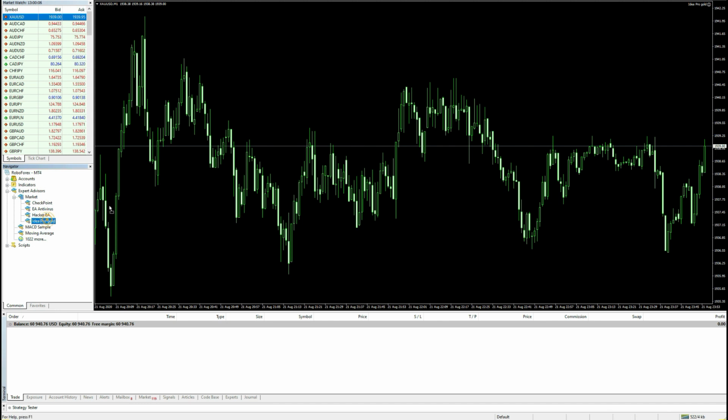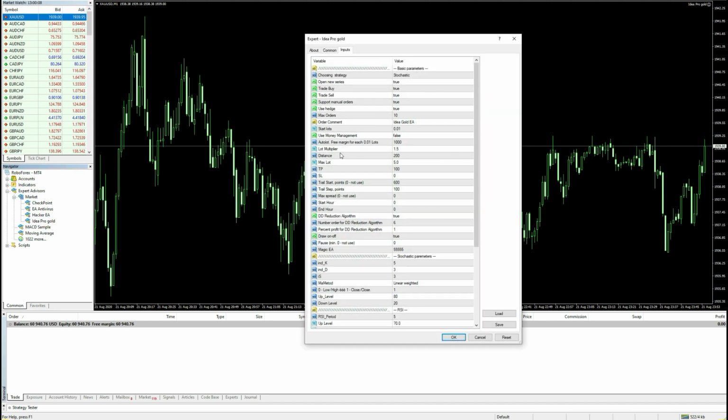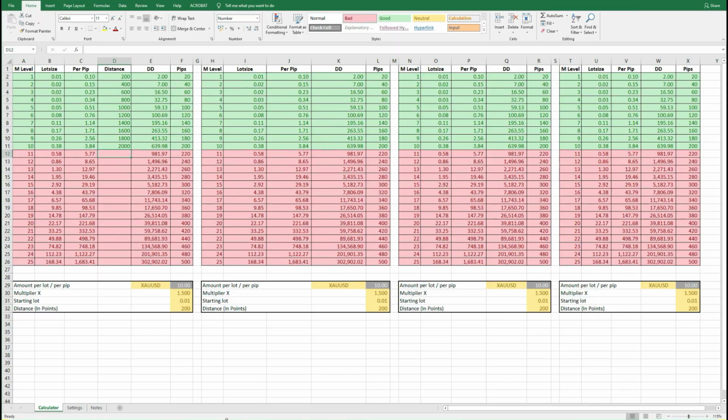Let's bring up the EA again. Distance: if you are running on 200, your multiplier is 1.5, and starting lot is 0.01, I'll tell you why it's so important. Let's go back to the Excel sheet. 200, 0.01, 1.5. What will happen is these will be the positions. M level would be the martingale level. Your first position would be 0.01, second is 0.02, third is 0.02, and it goes on.